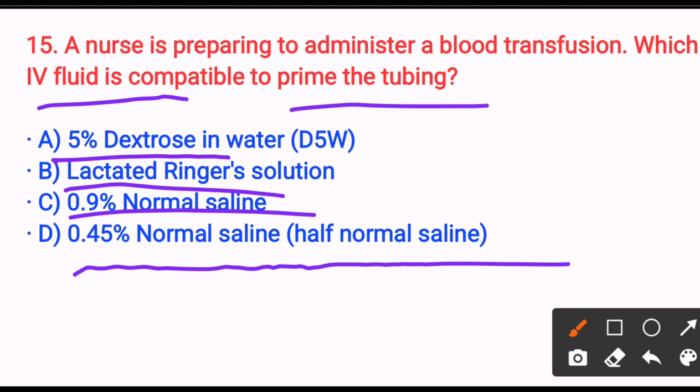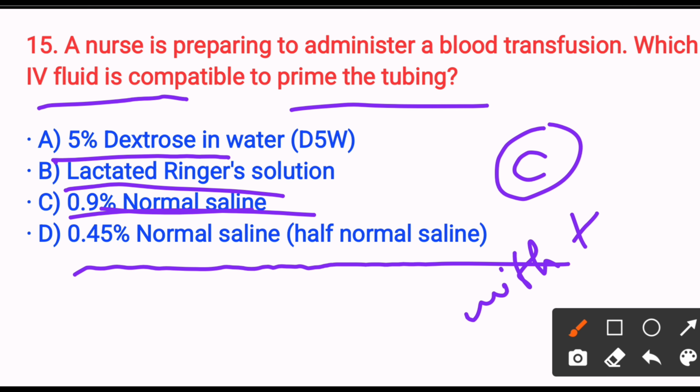The answer will be option C, 0.9% normal saline, because only normal saline is compatible with blood products. Dextrose solution causes hemolysis and clumping. Lactated Ringer's contains calcium, which can activate clotting and cause microaggregates, and a hypotonic solution can cause red cell lysis. So the answer will be option C, normal saline.